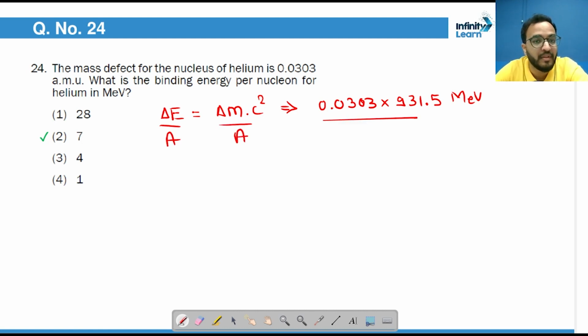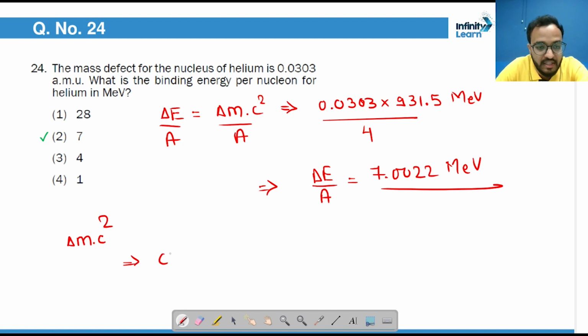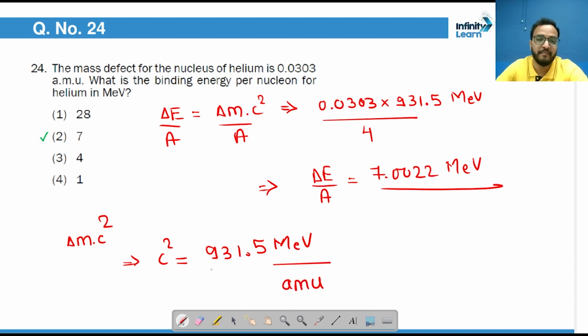So divide by A, and for helium, what is A? 4. So do the calculation, and the binding energy per nucleon for helium will come out to be 7.002 something mega electron volts. So the second option is correct. Got it? See, what we do is sometimes, for delta m into c square, we can say that c square is equal to 931.5 mega electron volt per atomic mass unit, right? So we replaced c square with this value and got the answer, because delta m was given in atomic mass units. Are you getting the idea?